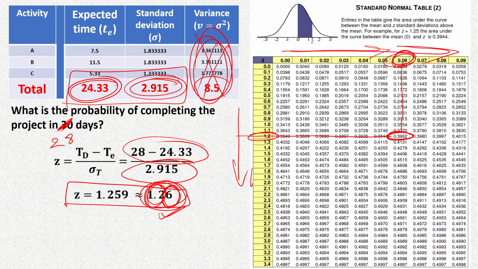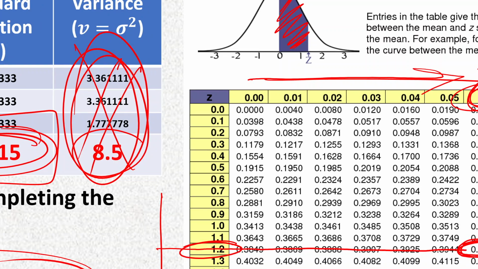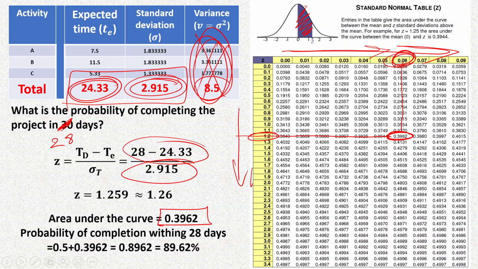So here we'll write that the area under the curve is found to be 0.3962. Now, how much area is that? It is only this much area, that is the shaded area. Therefore, the probability of completion within 28 days will be the probability of completion within 24.33 days plus this extra probability of 0.3962. That gives us an 89.62% probability that we'll be completing within 28 days.